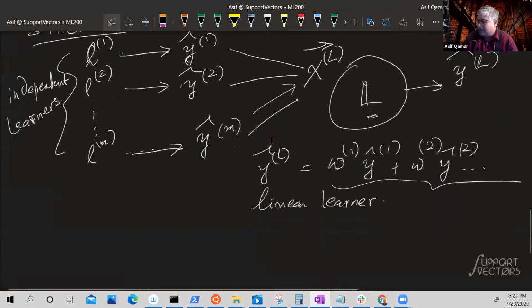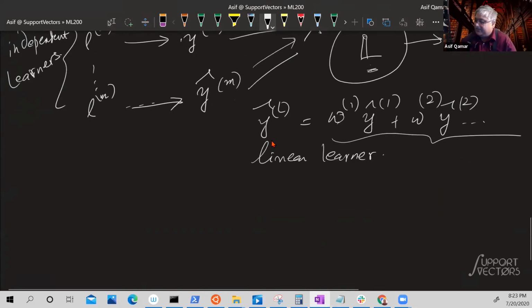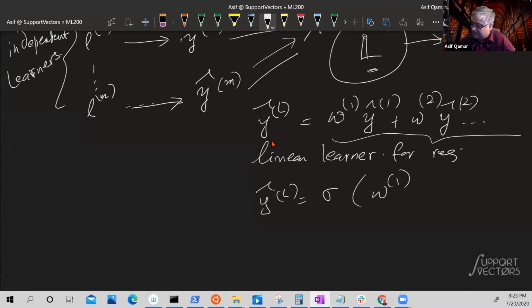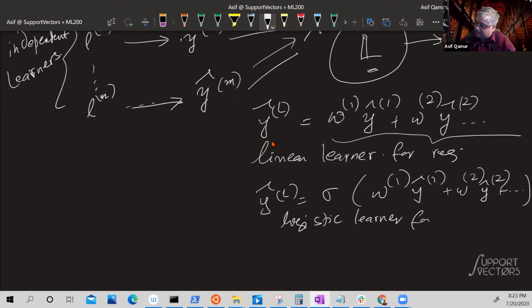For classification, you could do the same thing, but with a sigmoid of it. Remember the sigmoid function, the logistic function. Something you could do is a logistic learner for classification. But in general, what you do is use something more complex.